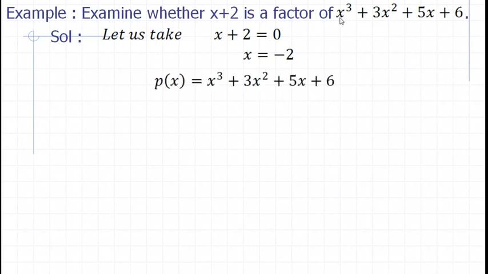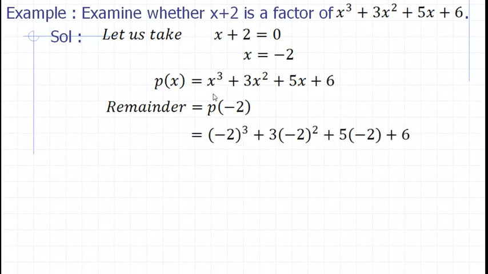Now this value, x equals minus 2, you have to substitute in the polynomial P of x equals x cube plus 3x square plus 5x plus 6. If you get P of minus 2, you will get the remainder. If the remainder is 0, then you can say this is a factor. If the remainder is not 0, then it is not a factor of this polynomial. So let us find the value of P of minus 2. As the first term was x cube, we get minus 2 whole cube plus 3 into minus 2 whole square plus 5 into minus 2 plus 6.